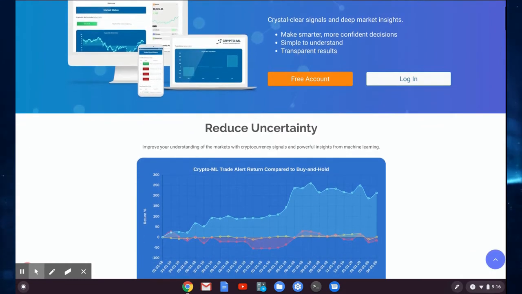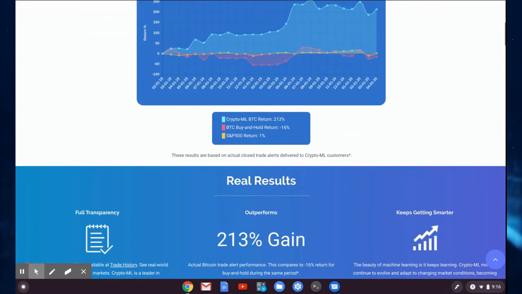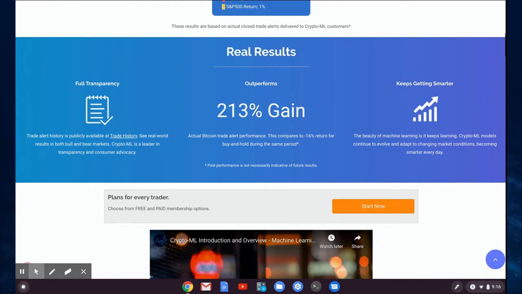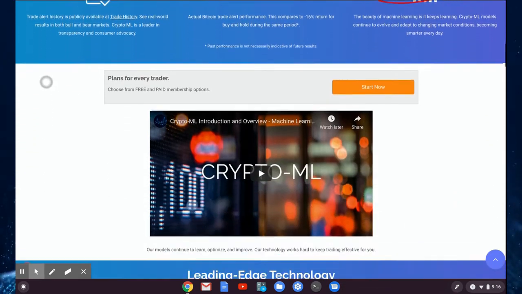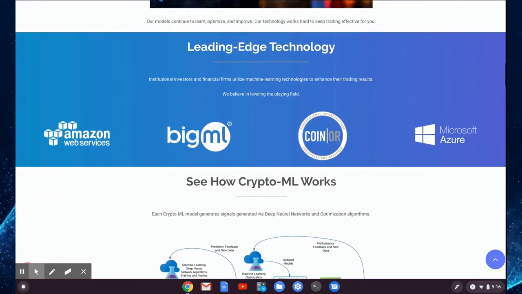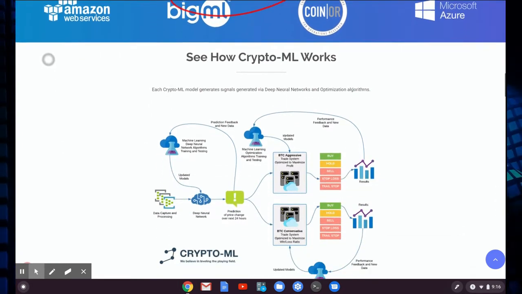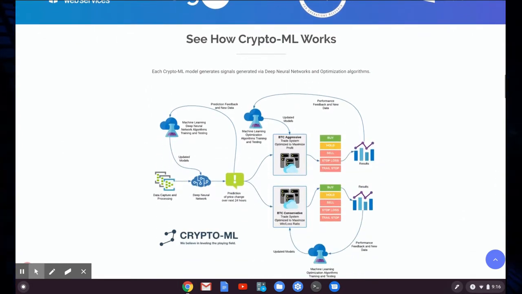Before I show you around, I'd like to note that Crypto ML is constantly evolving. What you see here may be changed and improved by the time you log in. After all, our goal is to level the playing field by giving you access to the latest, cutting-edge machine learning technologies for crypto traders. All right, let's get started.